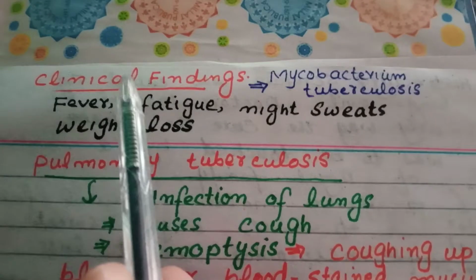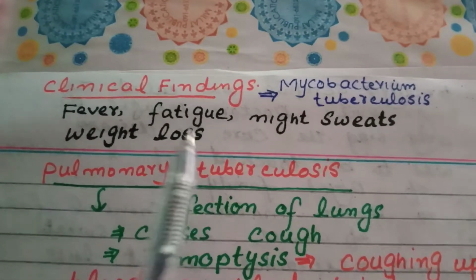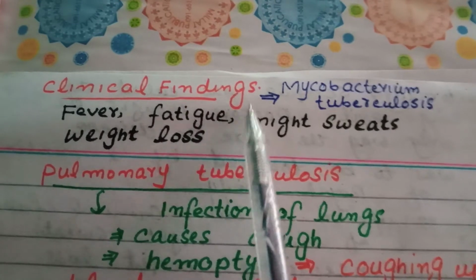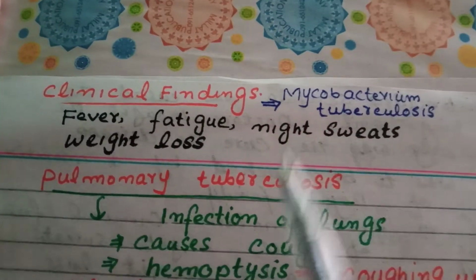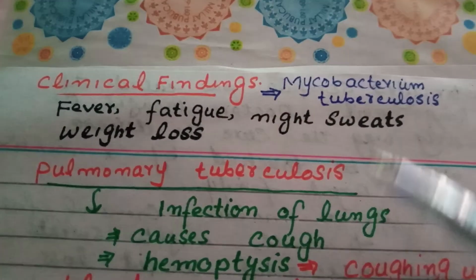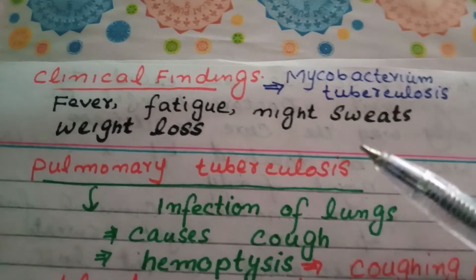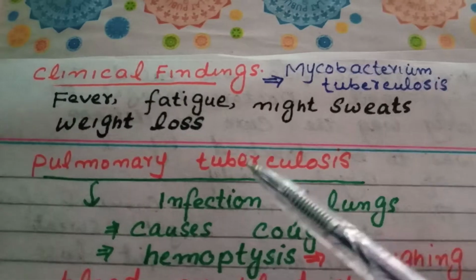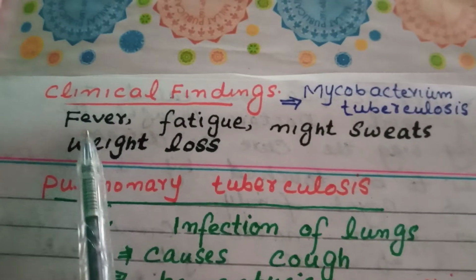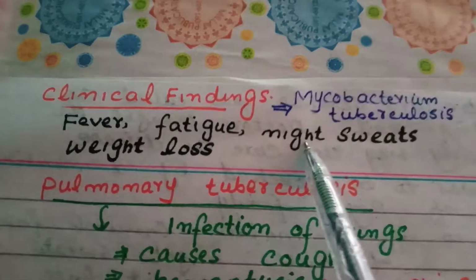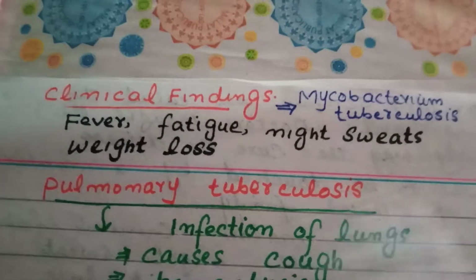In today's lecture, I'm going to discuss the clinical findings of Mycobacterium tuberculosis. In the previous two lectures, I have discussed the pathogenesis of Mycobacterium tuberculosis. In the clinical findings, you should observe fever, fatigue, night sweats, weight loss.